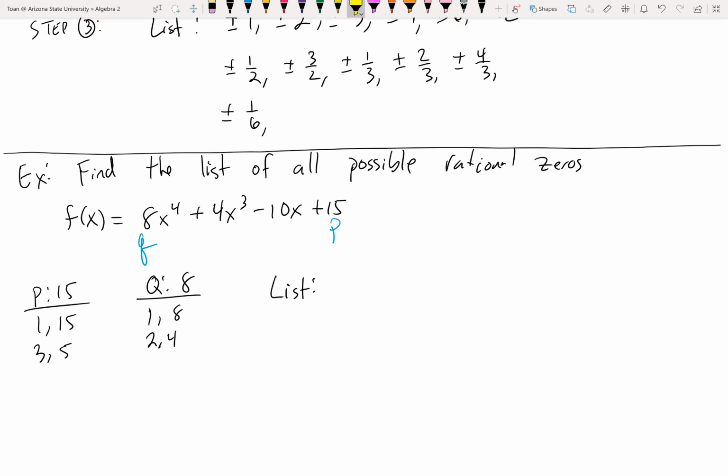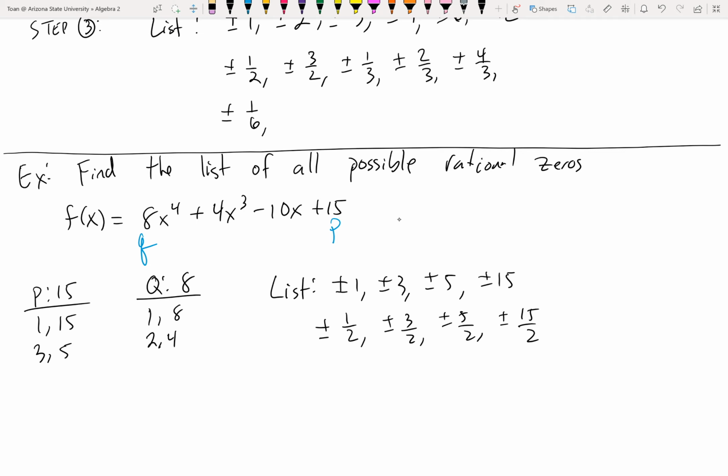First things first, divide everything by 1. So that's plus or minus 1, plus or minus 3, plus or minus 5, plus or minus 15. So all I did was divide all of these numbers by 1, which anything divided by 1 is itself. Now I'm going to move on to 2. Divide everything by 2, and if there's anything you can reduce, you skip it. So 1 divided by 2, 3 divided by 2, 5 divided by 2, 15 divided by 2.